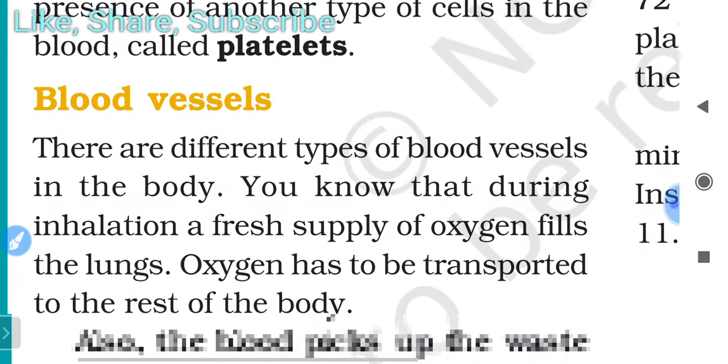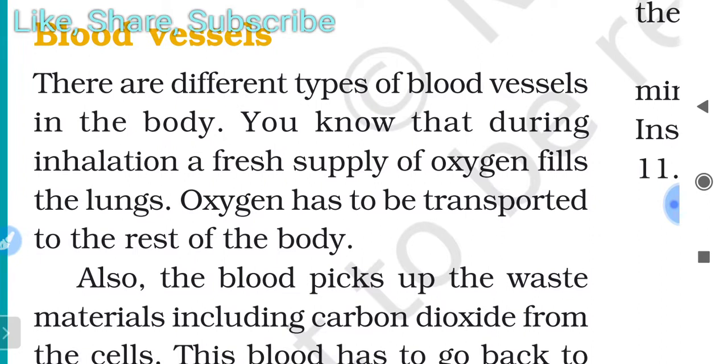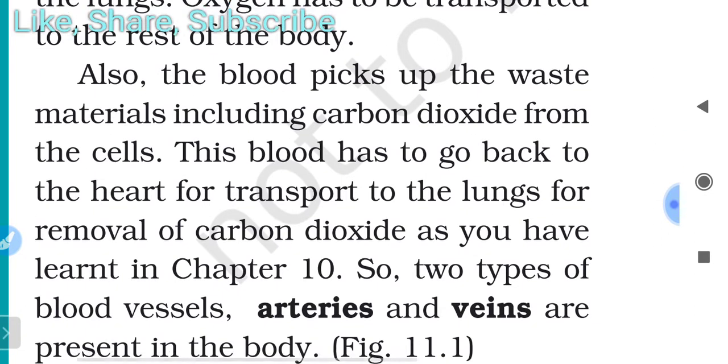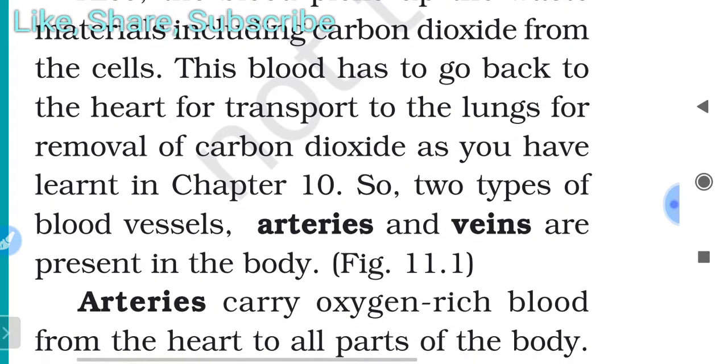Now we read about the blood vessels. There are different types of blood vessels in the body. You know that during inhalation, a fresh supply of oxygen fills the lungs. Oxygen has to be transported to the rest of the body. Also, the blood picks up waste material, including carbon dioxide, from the cells. This blood has to go back to the heart for transport to the lungs for removal of carbon dioxide, as you have learned in chapter 10. So two types of blood vessels, arteries and veins, are present in the body, as you see in figure 11.1.